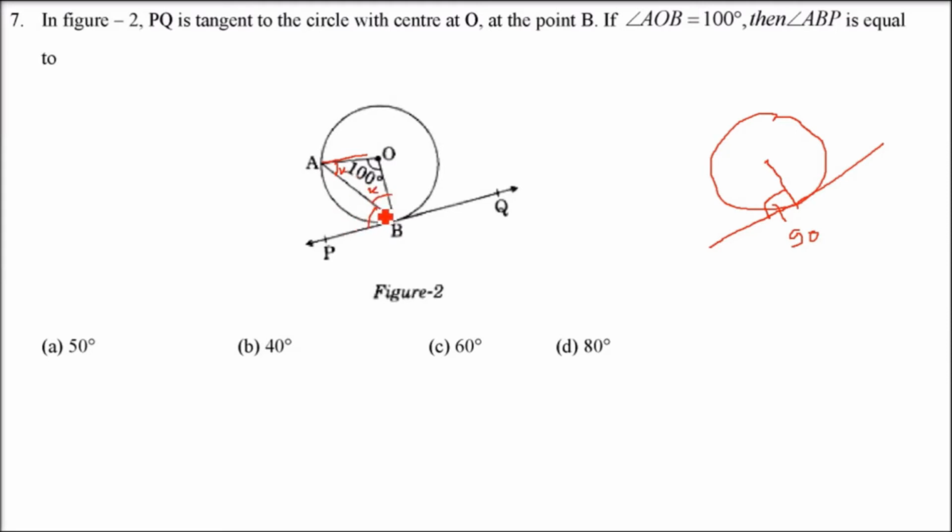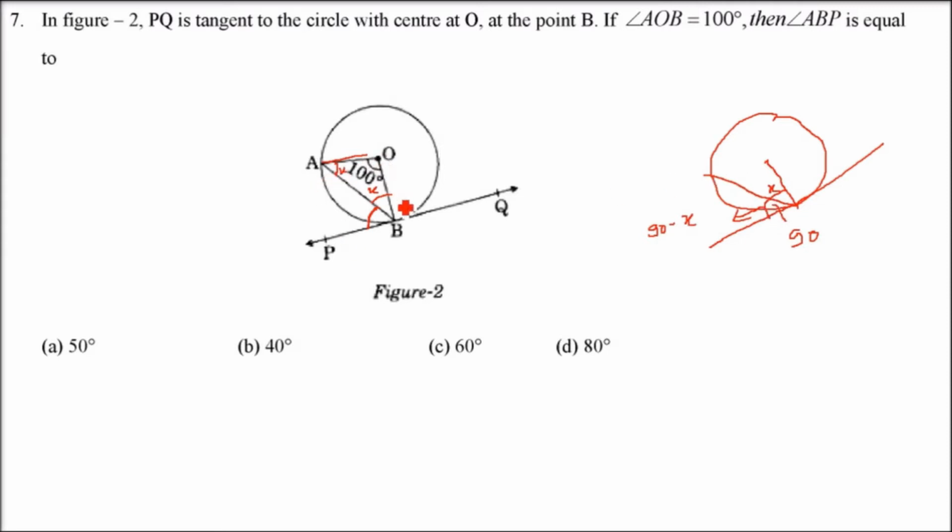So this angle will be what? 90 minus x. This is x and the whole is 90, so this will be 90 minus x. So we are interested in angle ABP.